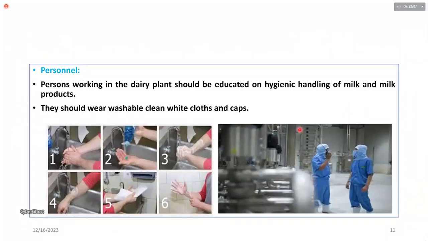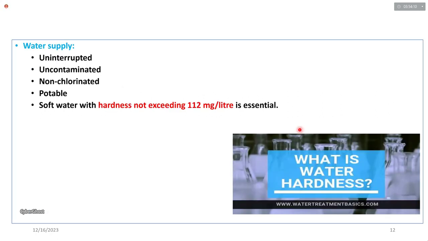So this is how we clean our hands. We already went through that one. There are some disinfectants or soap or any kind of liquid soap to clean our hands before we enter the milking parlor or the location where we usually practice milking. So then how can we produce clean milk for human consumption?